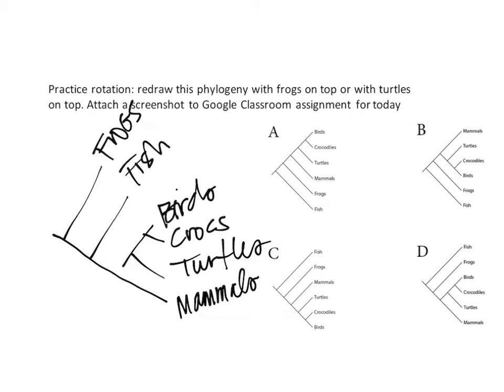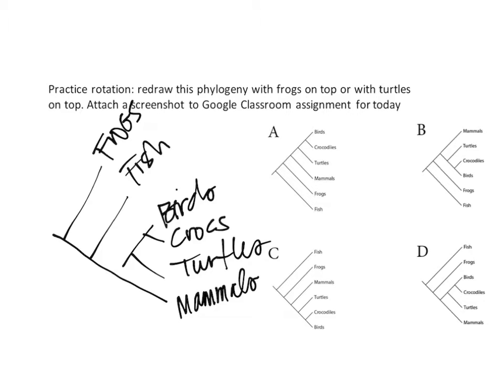One of the things I asked was to take one of these 4 phylogenetic trees and redraw them with frogs or turtles on top or on bottom. So here's one of the submissions from one of you. Is this accurate? Is this tree that's drawn on the left showing us the same evolutionary relationships as the trees on the right?